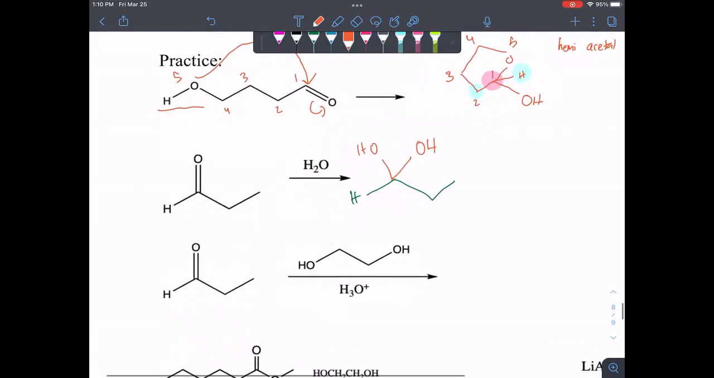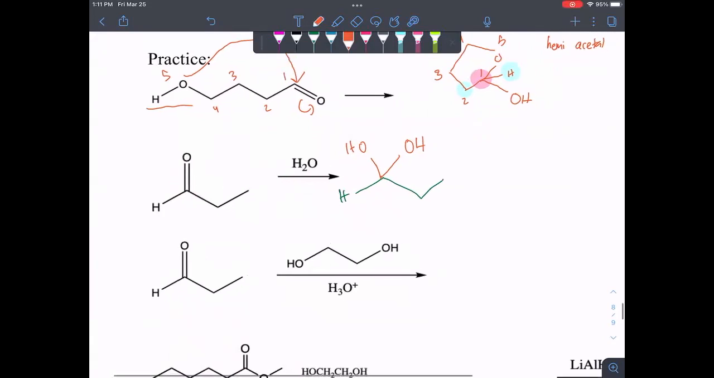So for the second one, we already did it, but can someone explain to me what happened here? Yes, so we formed a hydrate. All you need to recognize is when you have an aldehyde or ketone and you give it just water, it's usually H3O+ over H2O. You just turn this carbonyl into two alcohols. So this is called a geminal diol or a hydrate.